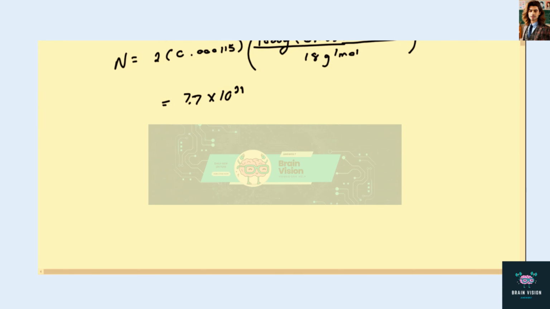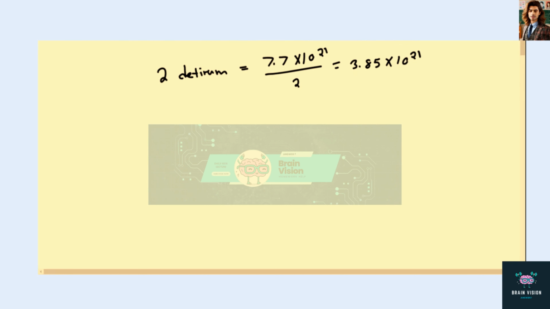And so we have 2 deuterium per reaction. So what we do is take 7.7 times 10 to the 21 and divide it by 2. So we end up with 3.85 times 10 to the 21. Okay. Now we need to find the energy released.